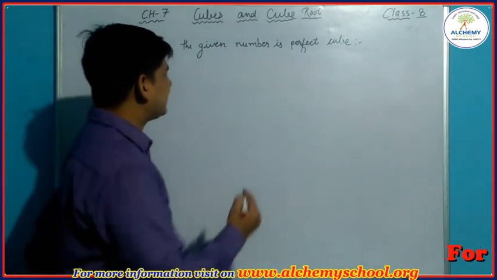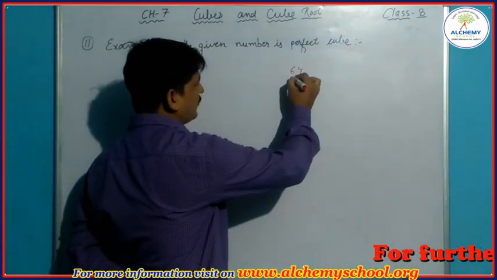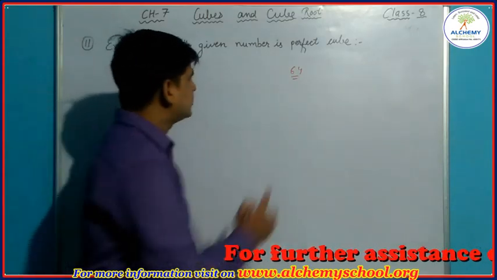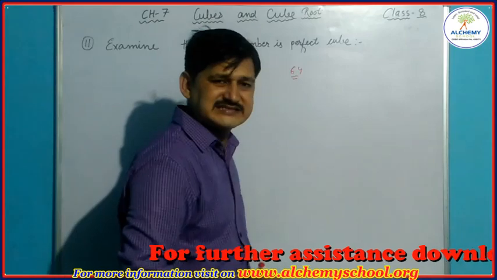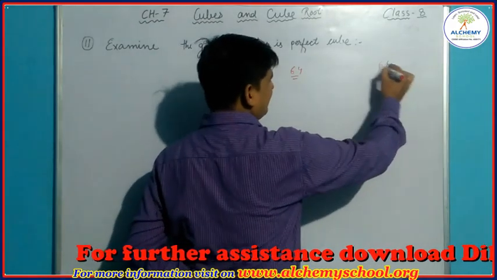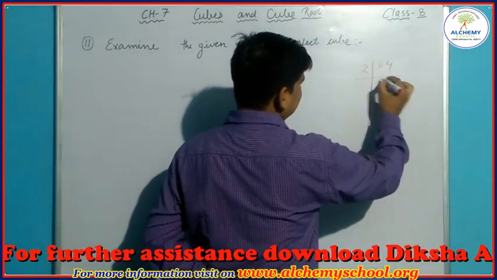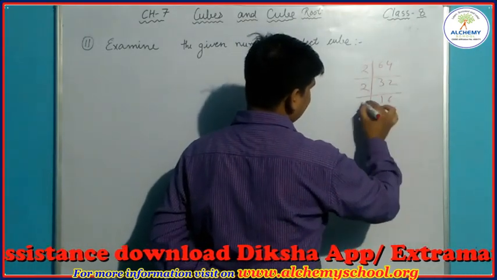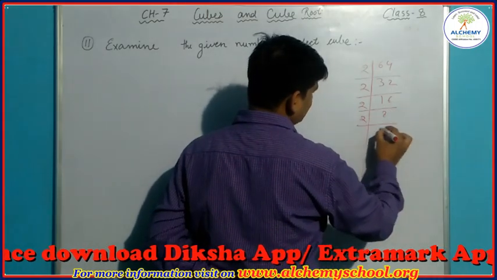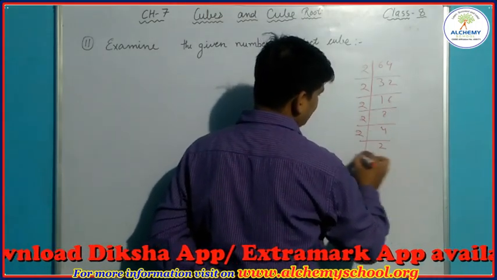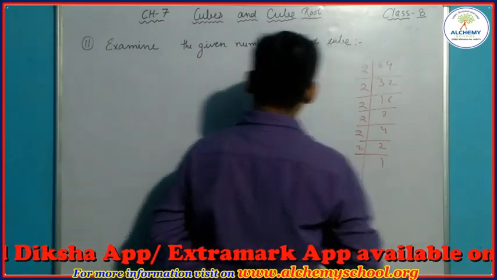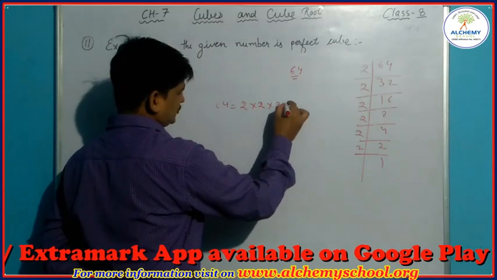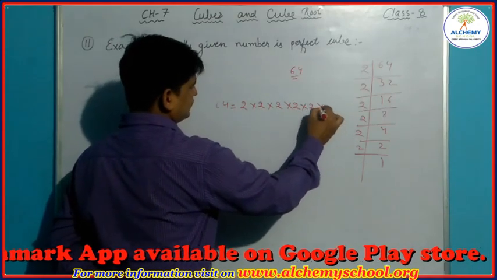Suppose one number is given to us, that is 64, and we are going to find whether the given number is a perfect cube or not. So first of all, we have to factorize this 64. 2 3s are 6, 2 2s are 4, 2 1s are 2, 2 6s are 12, 2 8s are 16, 2 4s are 8, 2 2s are 4, and 2 1s are 2. So now 64 can be written as 2 into 2 into 2, 2 into 2 into 2.